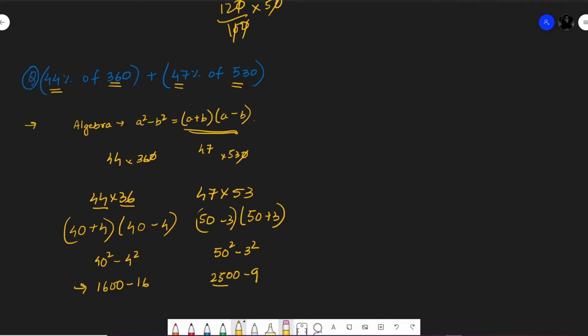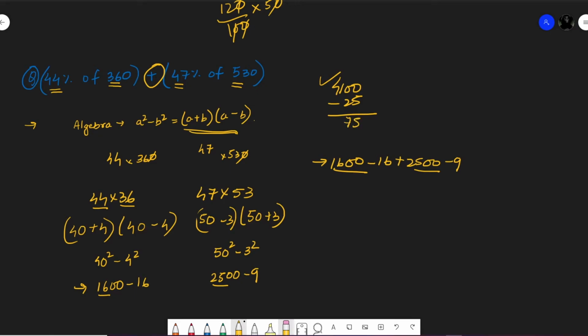2500 minus 9, right? So 25 plus 16, what is 25 plus 16? 41, right? So 25 plus 16, 4100, and minus 5 minus 16 minus 25. We do this. So why are we adding 1600 and 2500? Because it is given add, right? So the resultant will be 1600 minus 16 plus 2500 minus 9, right? So we are adding these two, it becomes 4100, and we are subtracting these two, so it becomes minus 25.